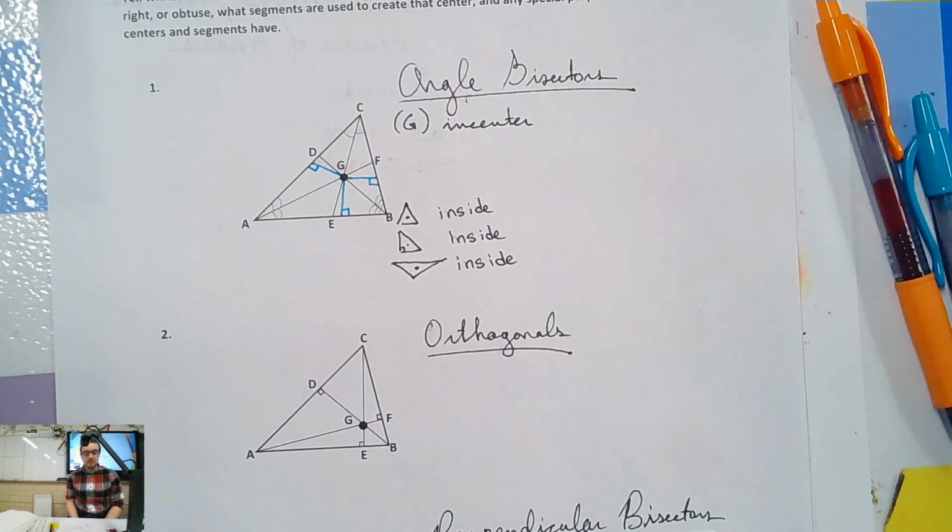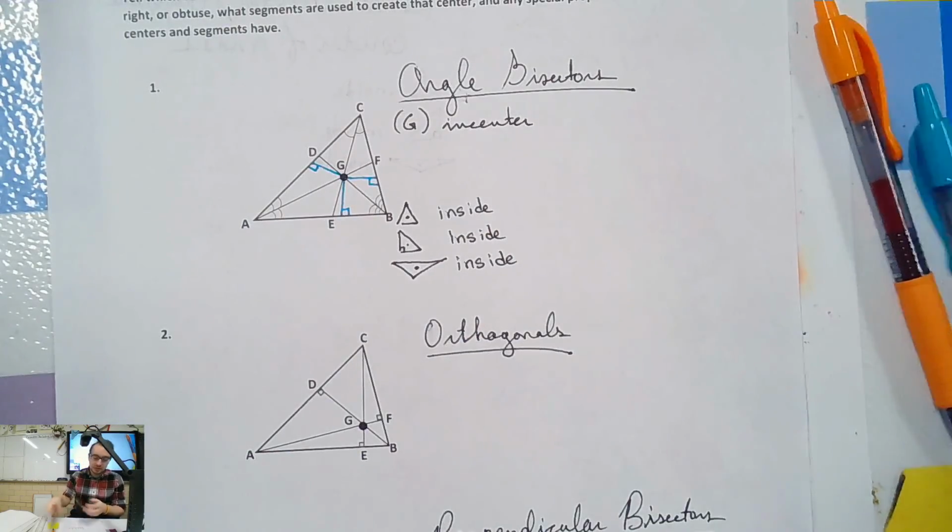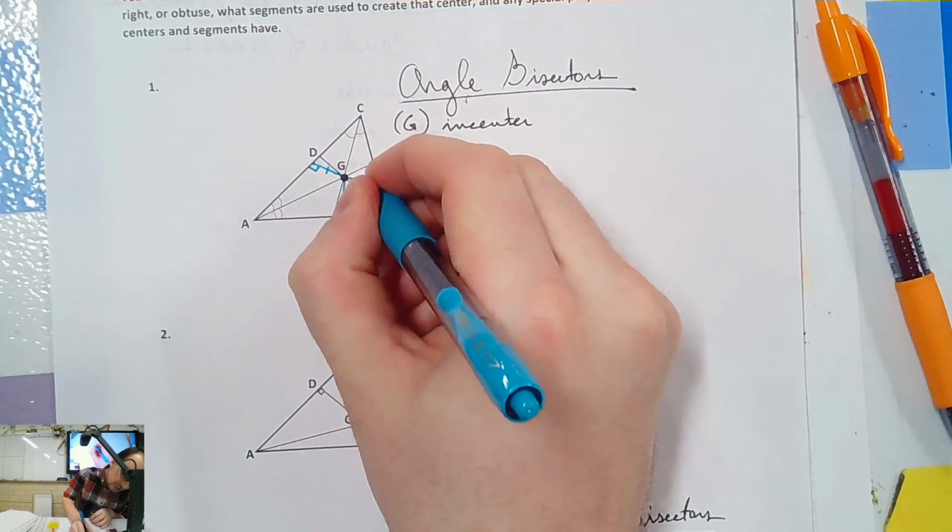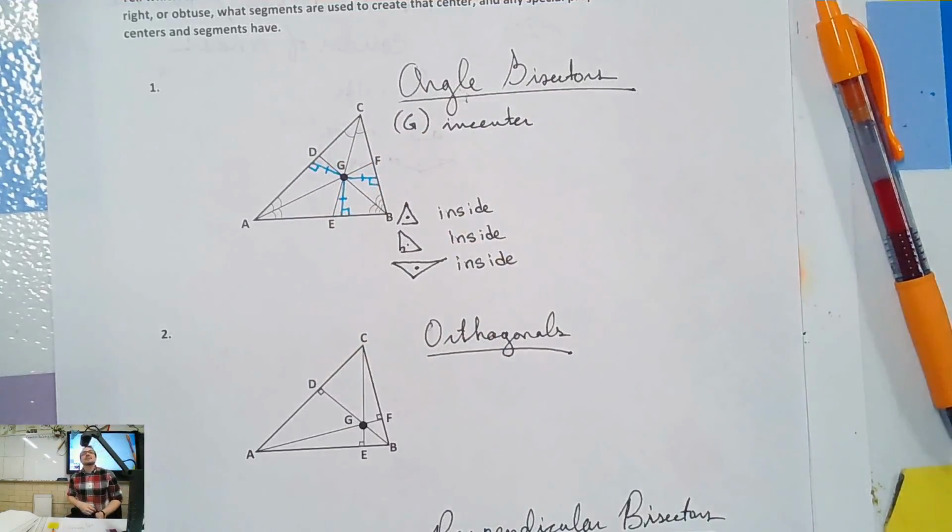What do you think is special about G? It's the same distance to every side. What does that tell you? It's like right in the center. Center of what? The triangle. Kind of. There are lots of centers. Center of mass. Nope. Center of mass is centroid.